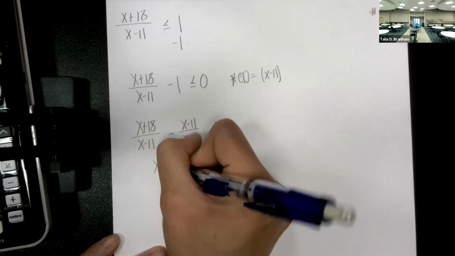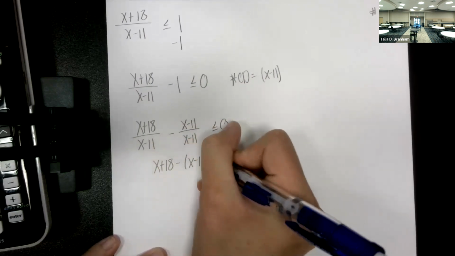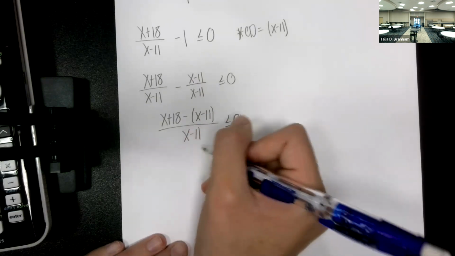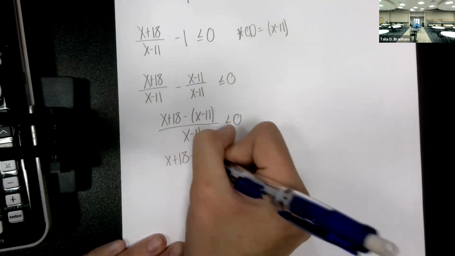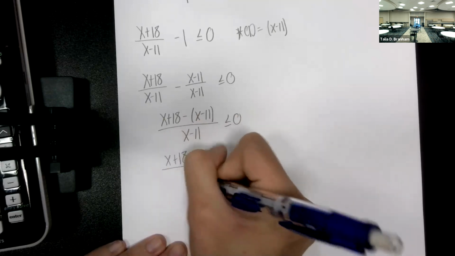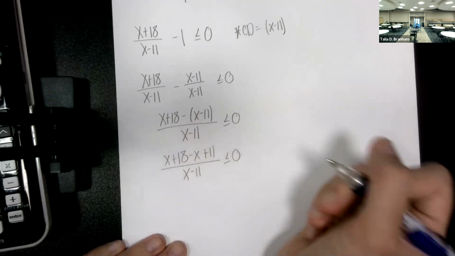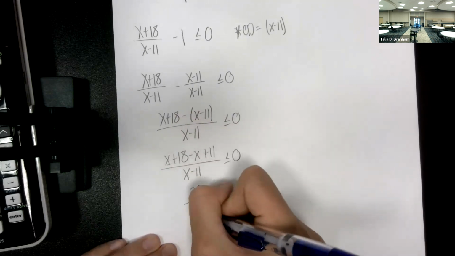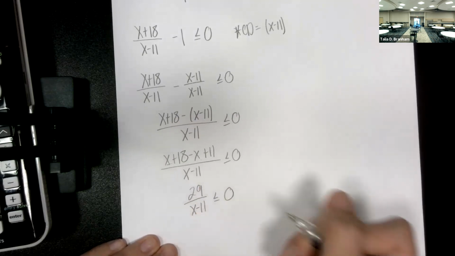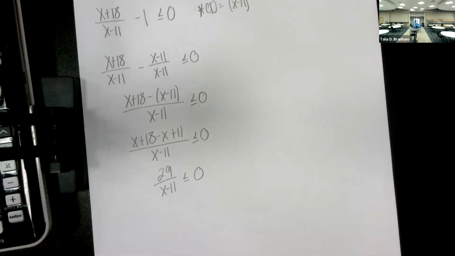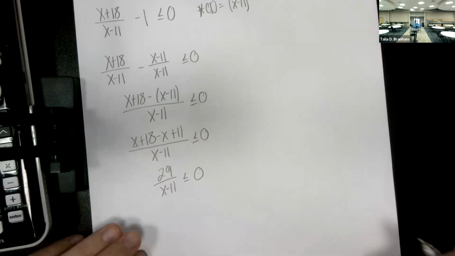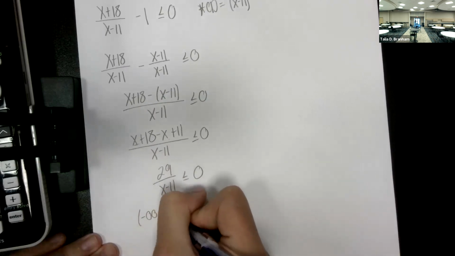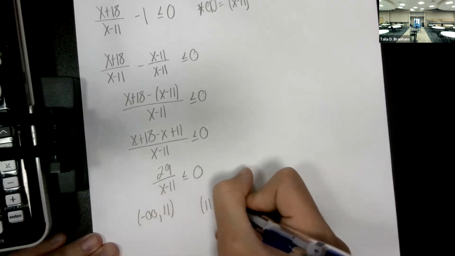So I'd have x plus 18 subtract x subtract 11 all over x subtract 11 is less than or equal to 0, which would then give us x plus 18 subtract x plus 11 over x subtract 11. So the x's would cancel out and we'd have 29 over x subtract 11 is less than or equal to 0. So then when we go to solve this problem, our only 0 right here would be our 11. So we'd have negative infinity to 11 and 11 to positive infinity.